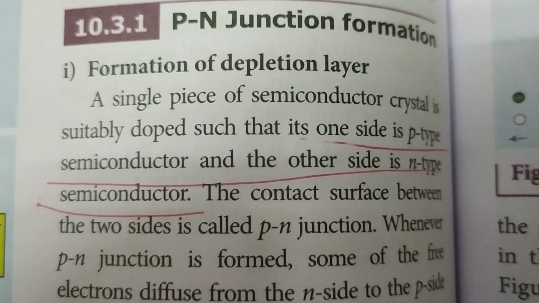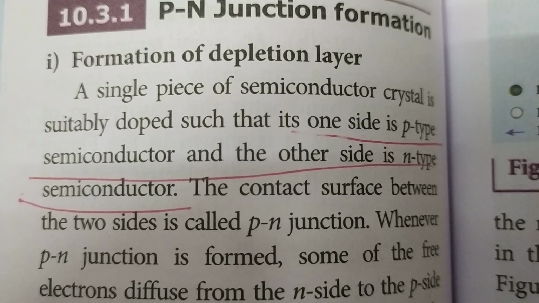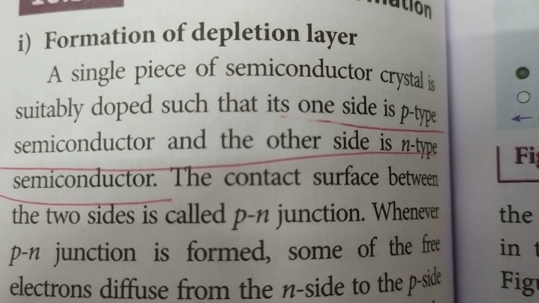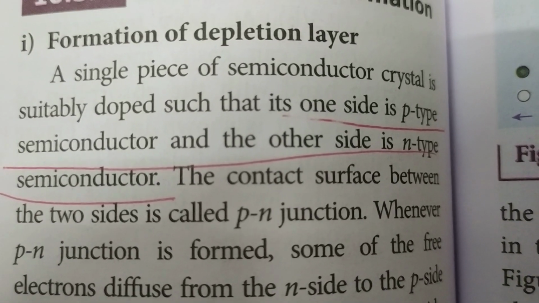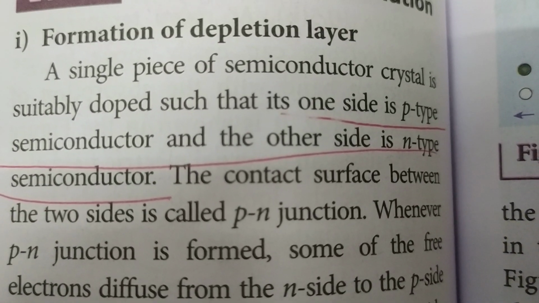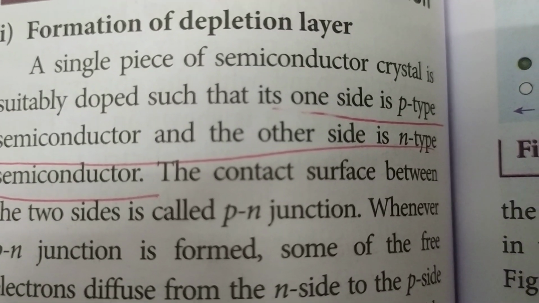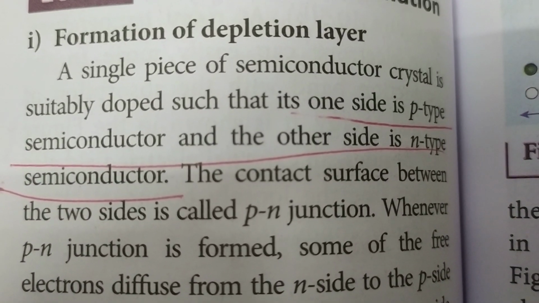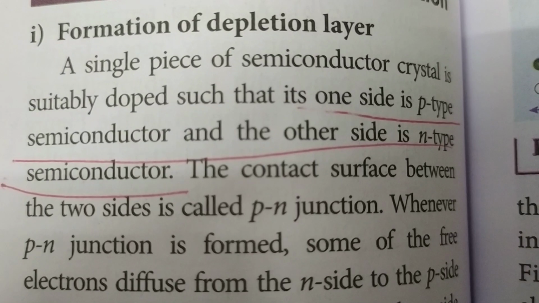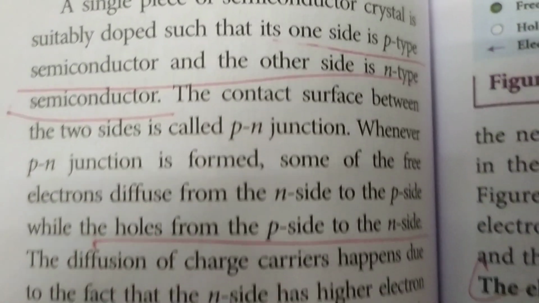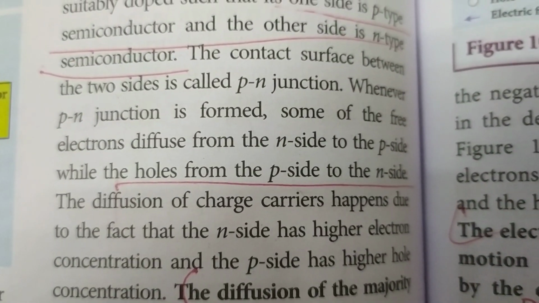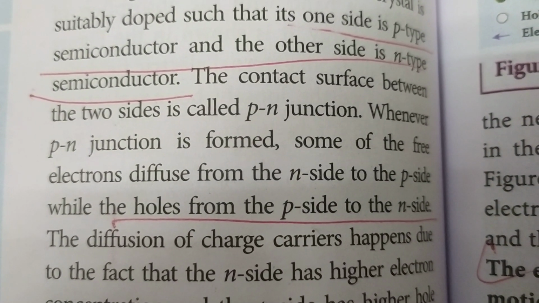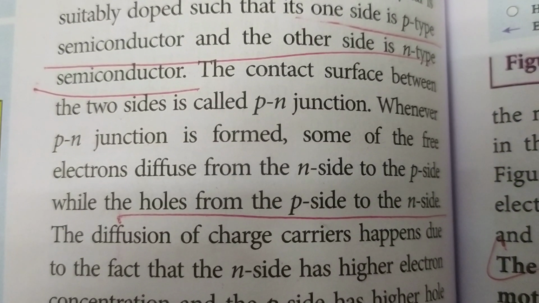Here a single piece of semiconductor crystal is suitably doped such that one side is P type semiconductor and the other is N type semiconductor. In N type you have a majority of electrons, and in P type you have a majority of holes. You know the holes are positively charged, whereas the electrons are negatively charged. So when the two sides are brought into contact, what will happen? A PN junction is formed.